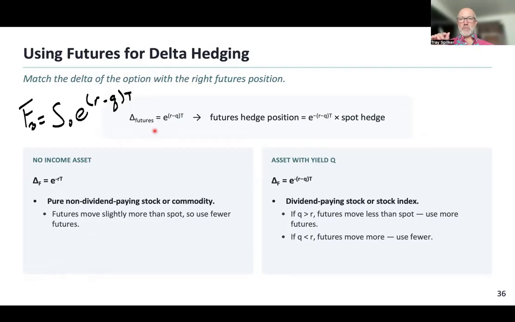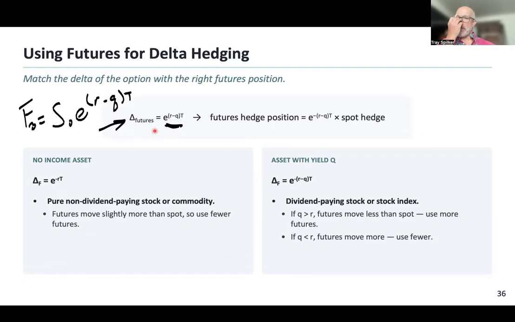So if we have a dollar for dollar hedge, or the delta as it were, this equates to a delta in the futures just being equal to that exponential. Okay.